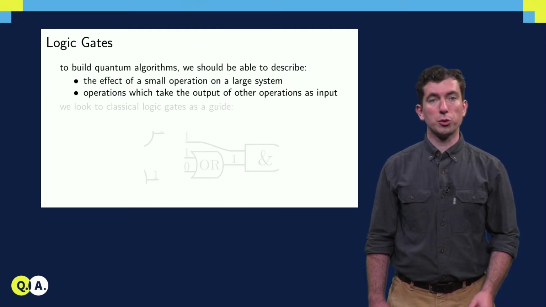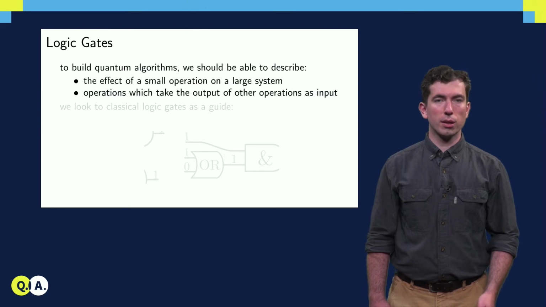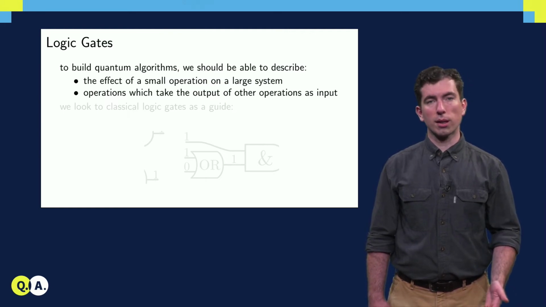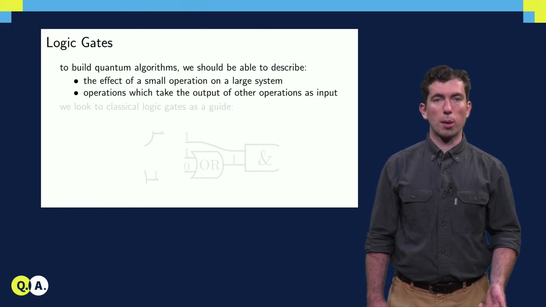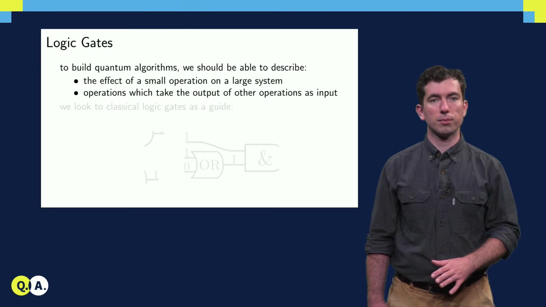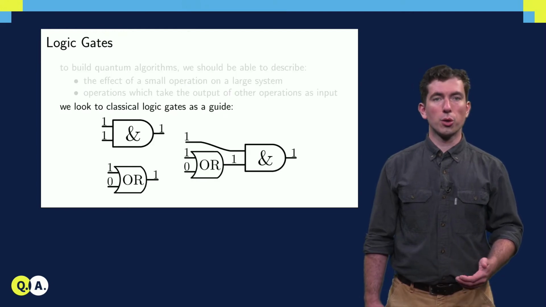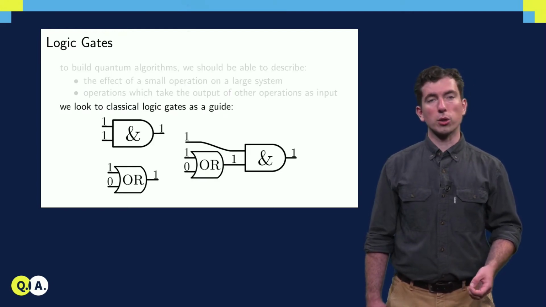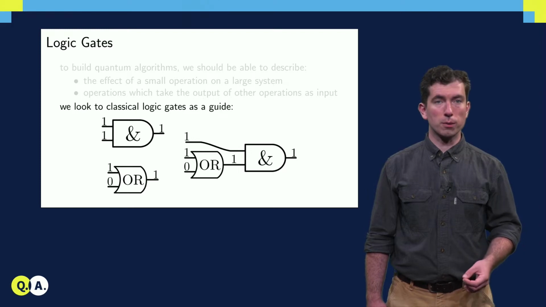Such a language should have two properties. First, it should be easy to describe the effect of a small operation on a large system when we don't do anything to the rest of the system. Second, we should be able to easily write out a procedure that uses the output of one operation as the input for another. Of course, there's no reason to reinvent the wheel. We can look to classical logic gates for inspiration.